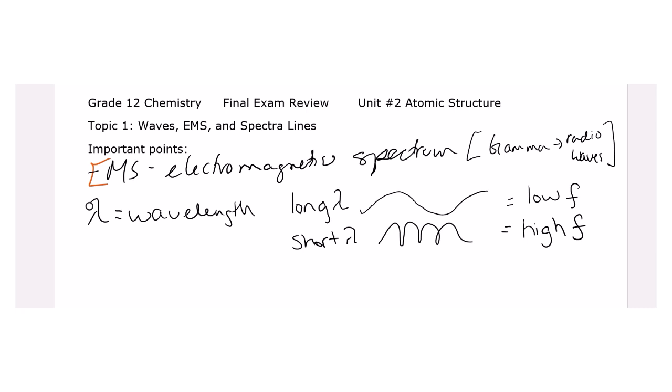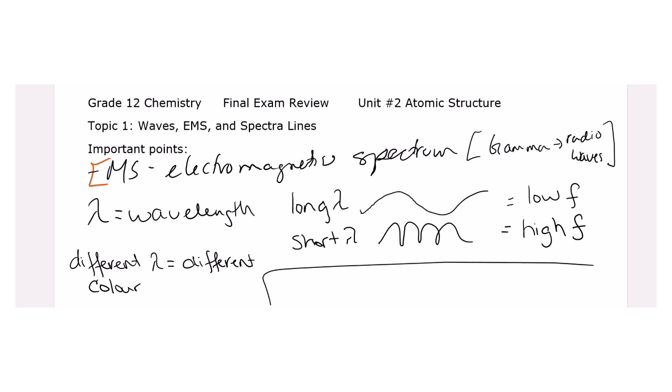Okay. We also know that different wavelengths equal different types of light or color of light. And within those colors there's also different shades. So there's reds, blues, etc., right? Okay, we know that there are 2 types of spectra. Do you remember what they were? There was line and continuous.